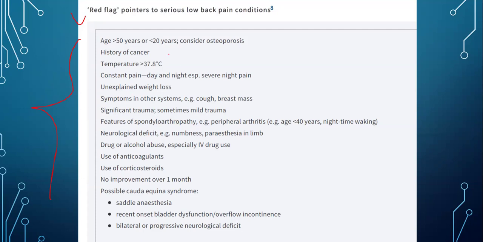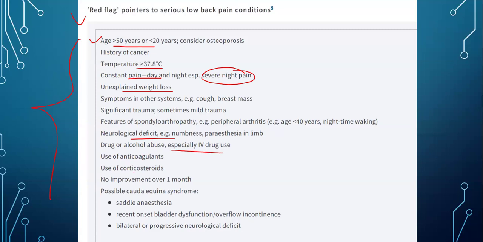So age above 50 and less than 20. Just because they are more than 50 doesn't put them in a red flag. With this age, there has to be some of the other things. History of cancer, fever, constant pain, especially night pain, is always important to rule out. Unexplained weight loss and significant trauma. Neurological deficit, especially progressive neurological deficit like numbness or dead arm, dead legs, that's important. Progressive loss of sensation, progressive weakness, these are always important to rule out.